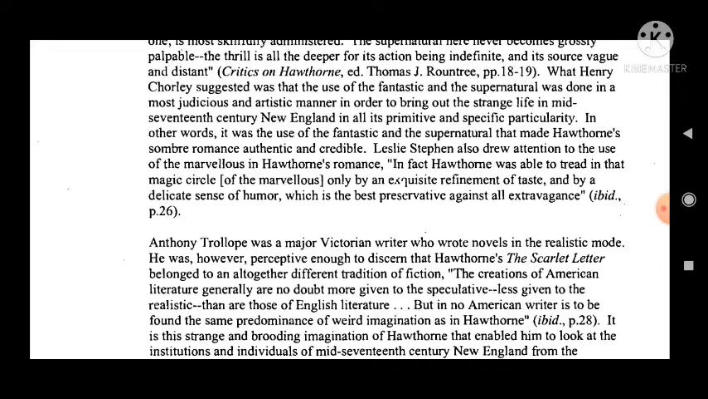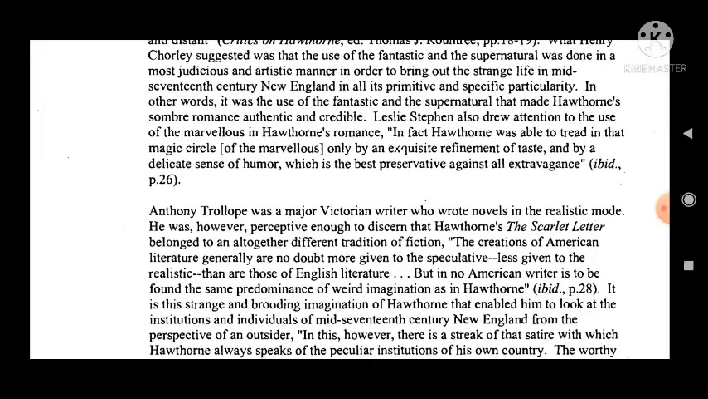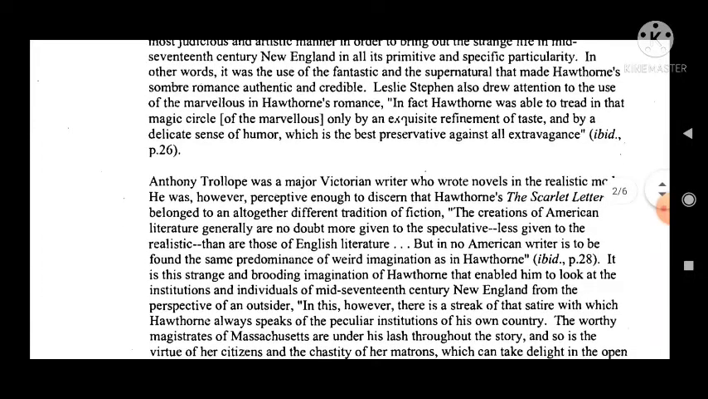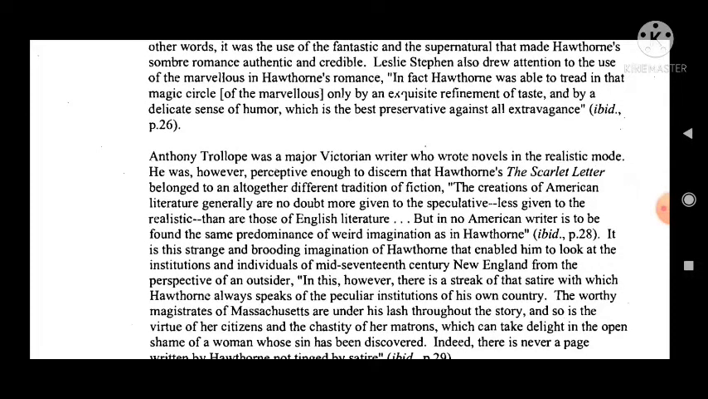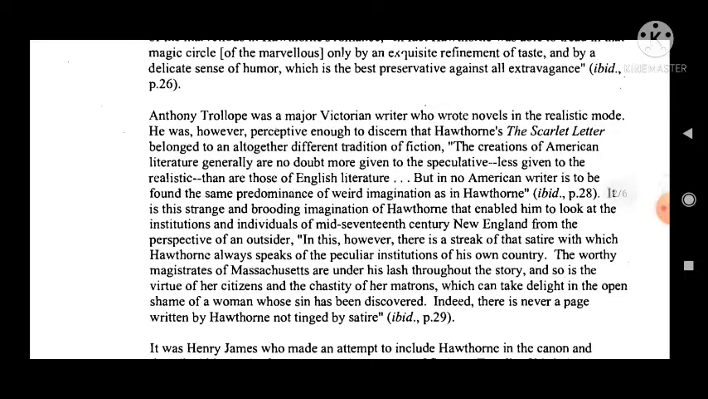What Henry Chorley suggested was that the use of the fantastic and supernatural was done in a most judicious and artistic manner in order to bring out the strange life in mid-17th century New England in all its primitive and specific particularity. In other words, it was the use of the fantastic and supernatural that made Hawthorne's somber romance authentic and credible. Leslie Stephen also drew attention to the use of the marvelous in Hawthorne's romance. In fact, Hawthorne was able to tread in that magic circle of the marvelous only by an exquisite refinement of taste and by a delicate sense of humor, which is the best preservative against all extravagance.